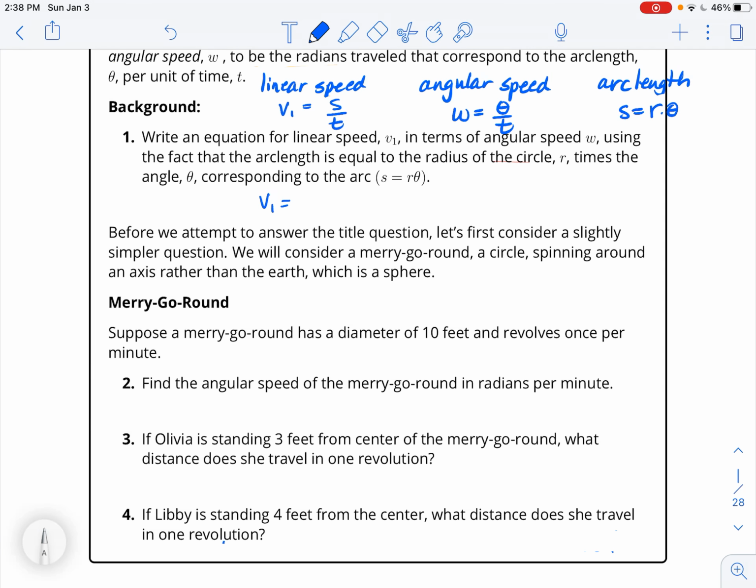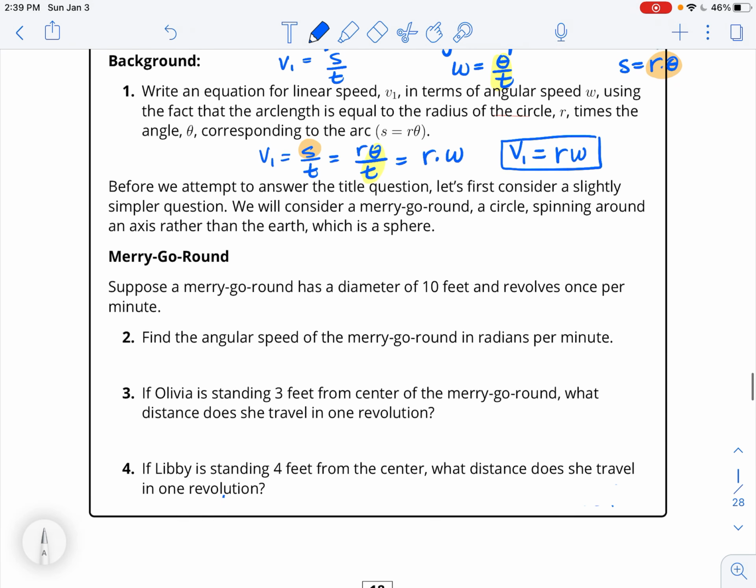So we want to write the equation for linear speed in terms of angular speed. Well, the first thing that I can do is make a substitution for s. S is equal to r times theta. So my first move would be to rewrite s as r times theta. Now, my second substitution, I can rewrite theta over t as omega. So this is going to equal r times omega. So linear speed in terms of angular speed, v sub 1, is equal to r times omega.